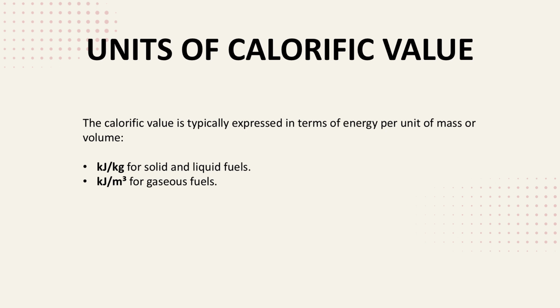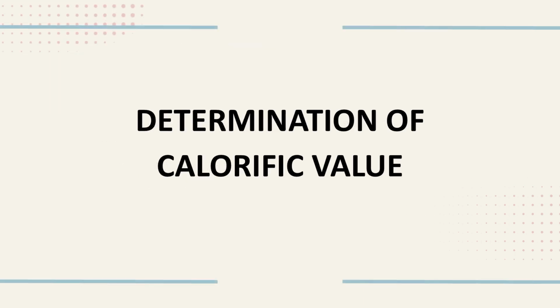The calorific value of fuels is usually expressed in terms of energy per unit of mass or volume, depending on the type of fuel. For solid and liquid fuels, calorific value is typically measured in kilojoules per kilogram. This unit tells us how much energy is produced per kilogram of fuel. For gaseous fuels, the calorific value is measured in kilojoules per cubic meter, reflecting the energy content per unit volume of the gas.